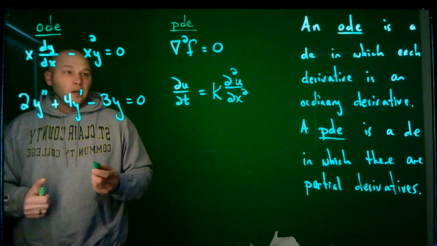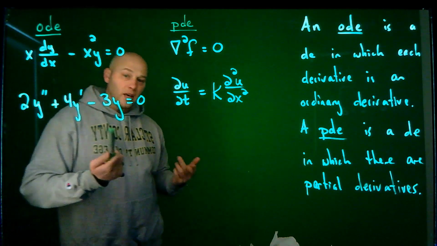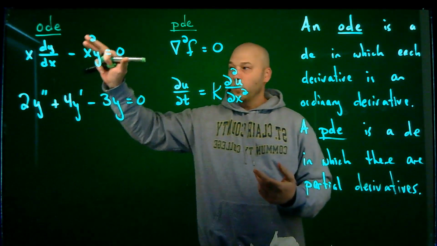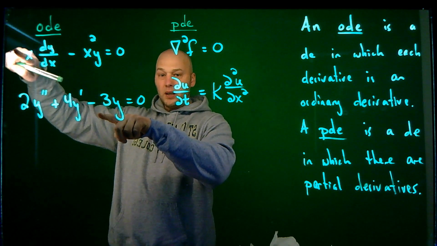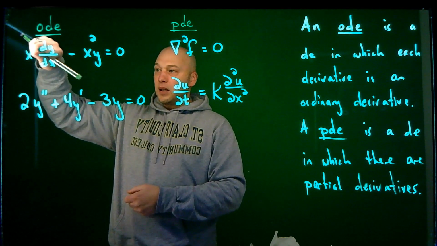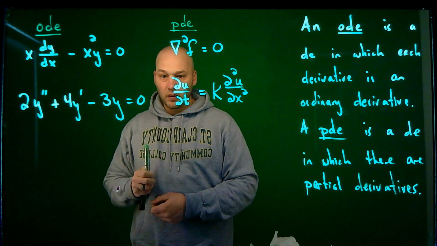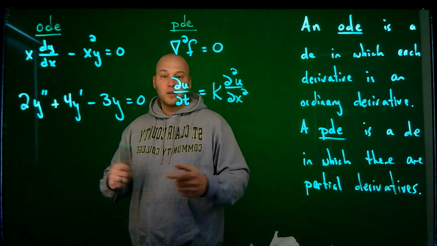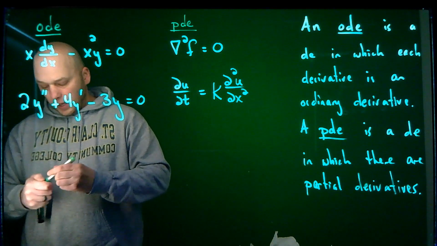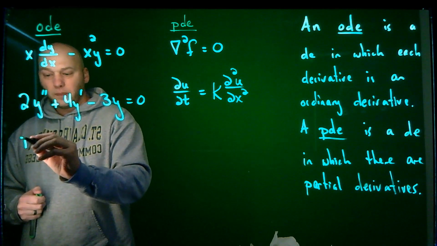Okay. Now, looking at these differential equations right here, there's another classification. Once I get into, say, whether it's ODEs or PDEs, we can notice that there's a difference between these in terms of order. This one has a first derivative. This one not only has a first derivative, but it also has a second derivative. So something called the order of the differential equation is a useful piece of terminology. Let's go ahead and define the order of a differential equation.